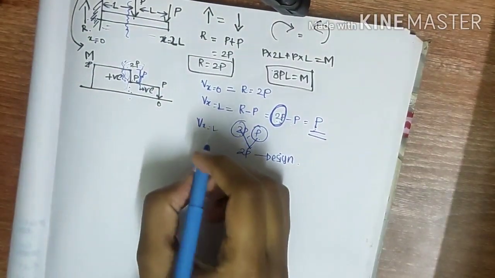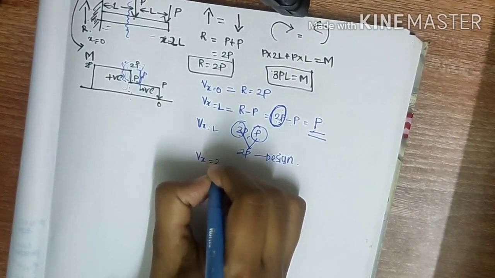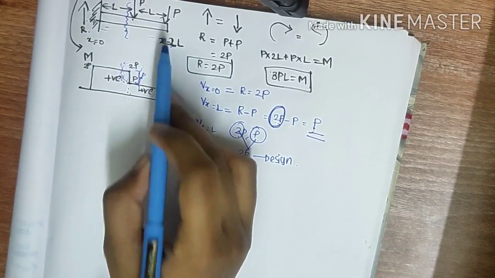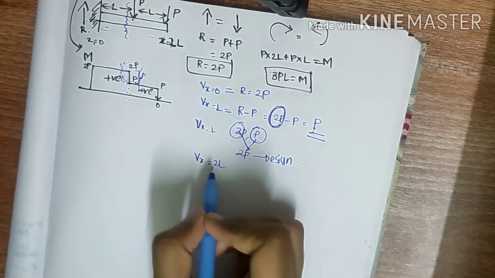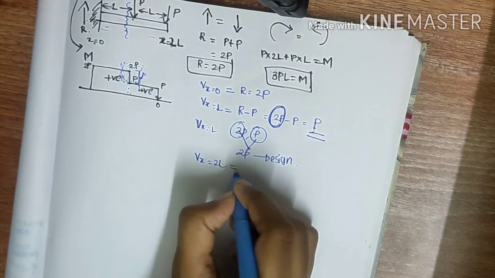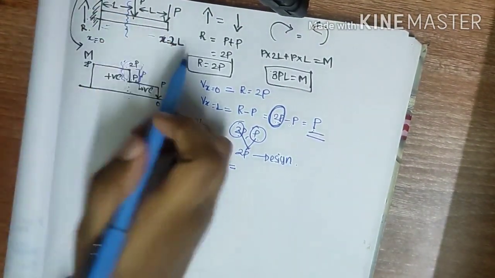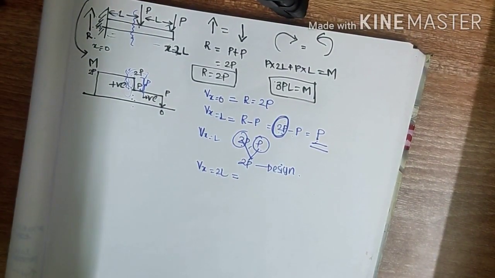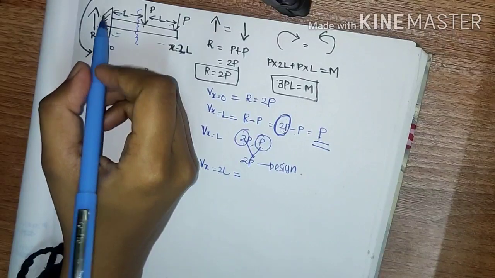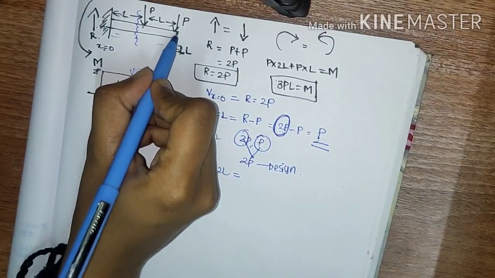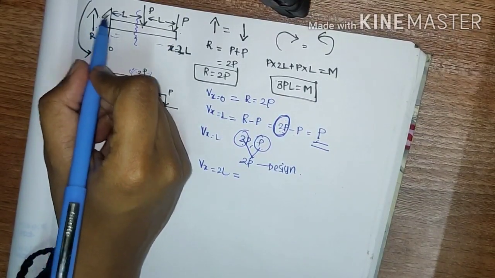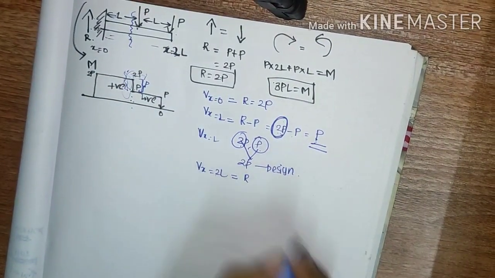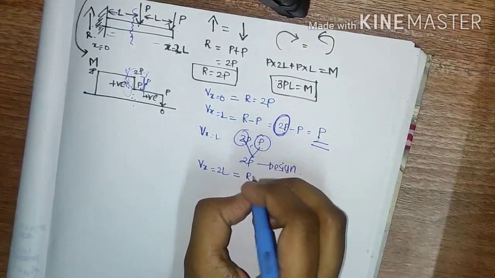Next, if you are finding the shear force at x equal to 2L, here I mistakenly wrote x equal to L, here it is x equal to 2L. How will we find the shear force? It is the summation of all loads before that. The summation of the loads is R and then P.